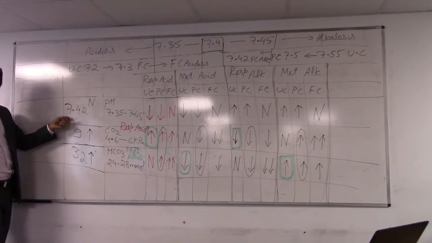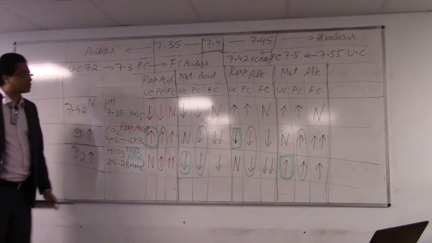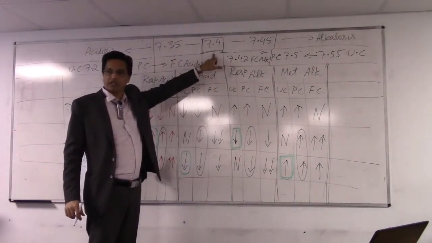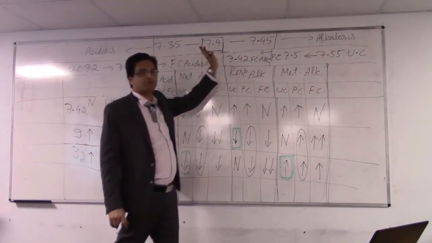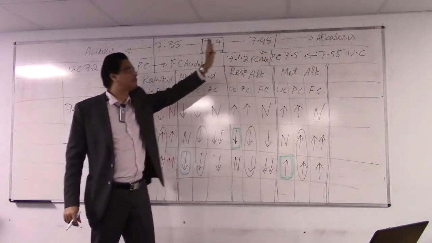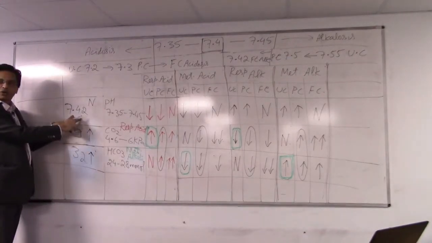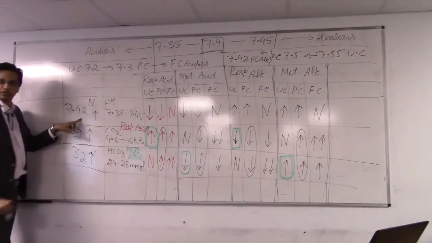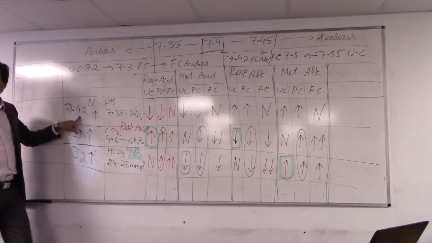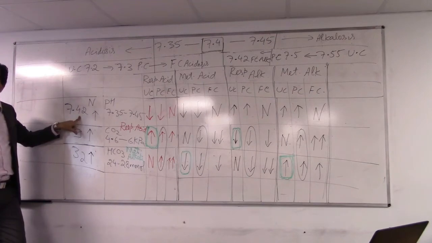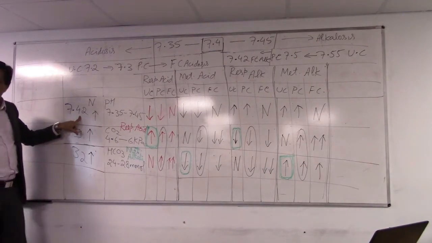Is it fully compensated acidosis or fully compensated alkalosis? How do you know that? That's why I told you 7.4, the cutoff point, is the middle point. Anything above 7.4 is on the alkalotic side. Anything below 7.4 is on the acidic side. So if you had to put the arrow, will it face up or down? Up, because it is above 7.4. If the pH is 7.42, this is either normal pH or fully compensated alkalosis. All of you understood?